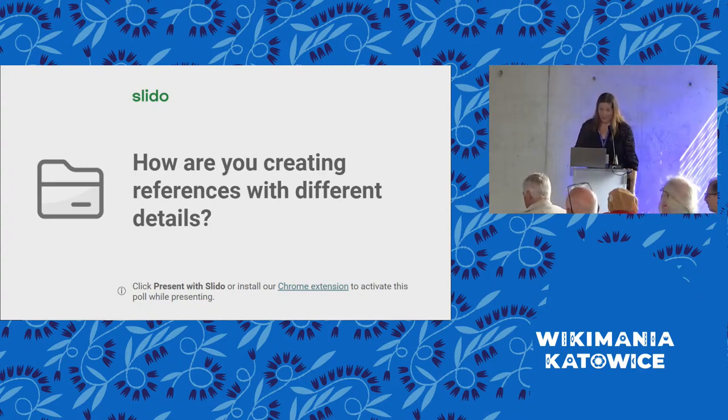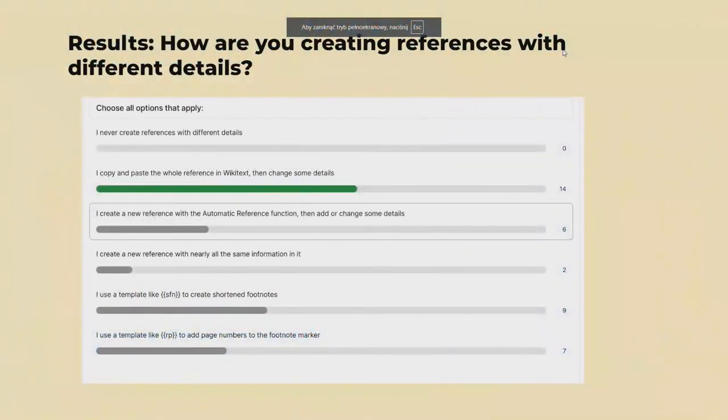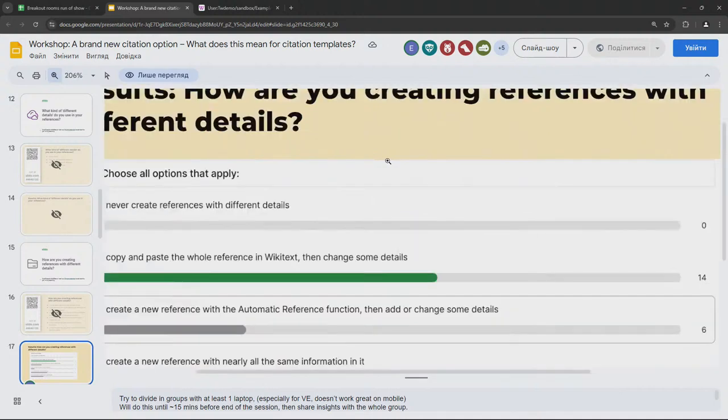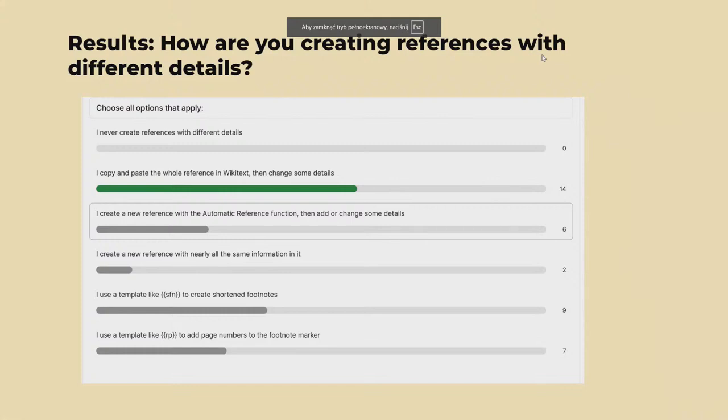I see that actually the most chosen answer is copy and pasting the whole reference in Wikitext and then changing some details. So that's kind of the first example that we looked at. And I would be interested to hear from some of you if you are happy with the method that you have. So are there people who are entirely happy with the method they have for this now and wouldn't want anything to change? I would love to hear from you. Okay, well, that's not many hands.